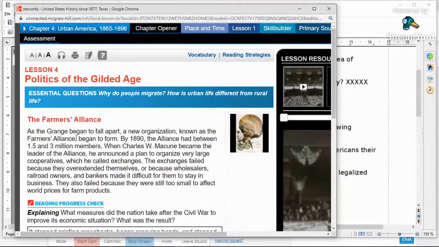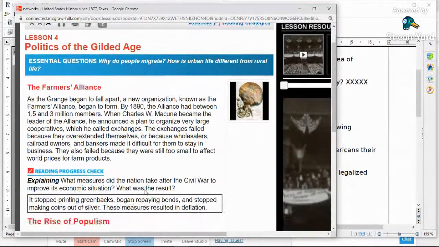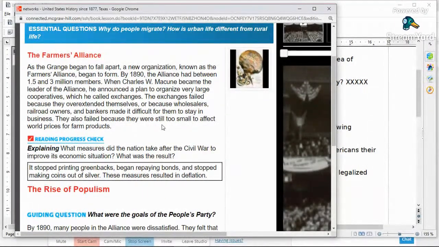And instead, we got the Farmers Alliance, which had between 1.5 and 3 million members. When Charles W. Macouney became the leader of the alliance, he announced a plan to organize a very large cooperative to exchange ideas. And again, it didn't succeed because it was too much. They wanted to do too much, and railroad companies, bankers, and all these people made it very difficult for them to stay in business. So it's hard to compete against these very large corporations.